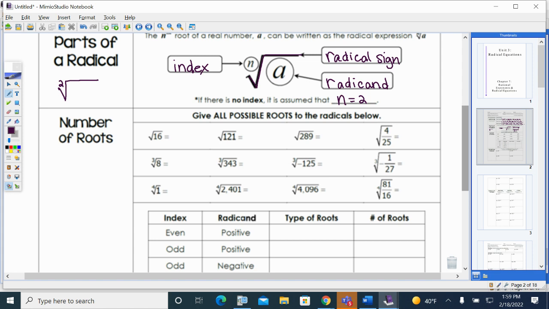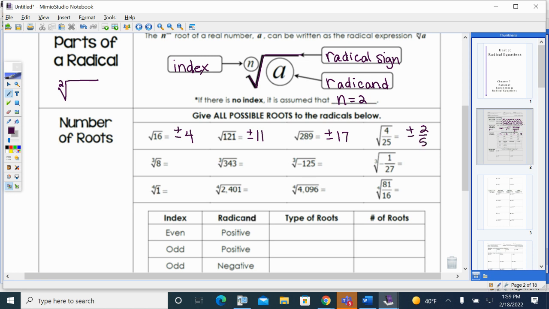So when we ask for the square root of 16, think back to when we were solving square roots. The square root of 16 could potentially be a positive 4 or a negative 4. 121 could be 11 or negative 11. 289 could be a positive or a negative 17. And then the square root of 4/25 could be a positive or negative 2/5.